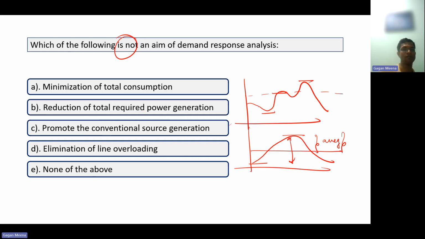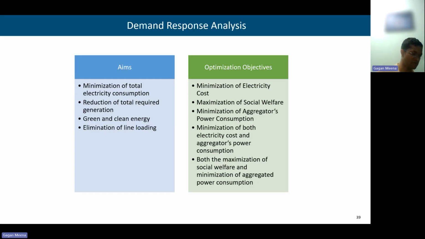Yes, we want to reduce the total required power generation so that we can save cost on building peak demand generators, and we also want to minimize the total consumption so that the generation requirement also reduces. And we want to eliminate the line overloading to increase the life of the line as well as to improve its utilization, yes, to increase its life basically.